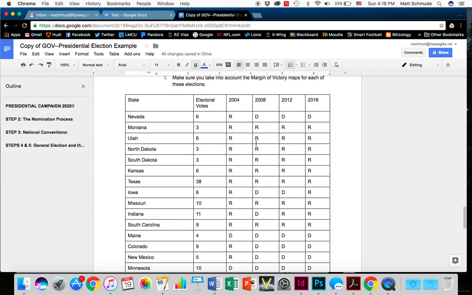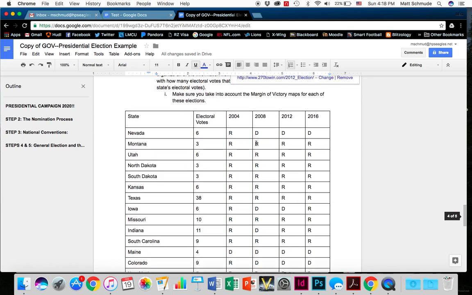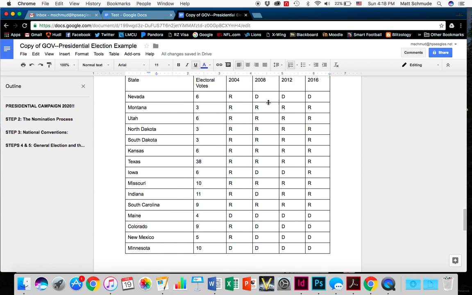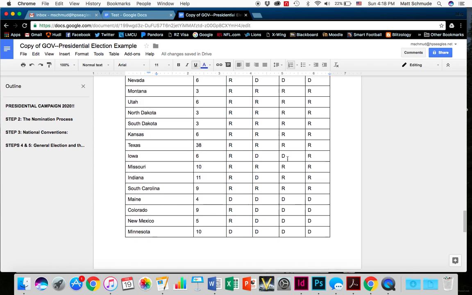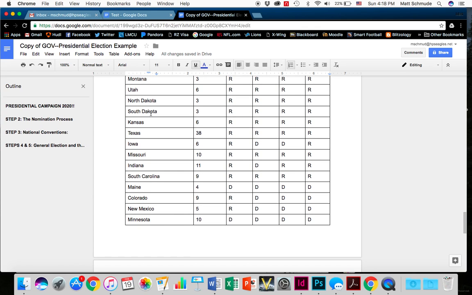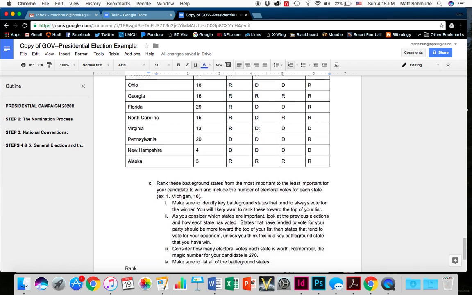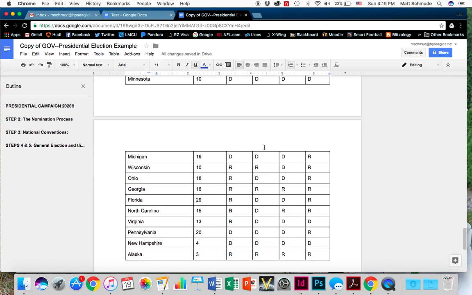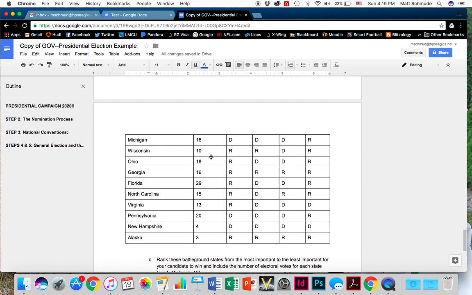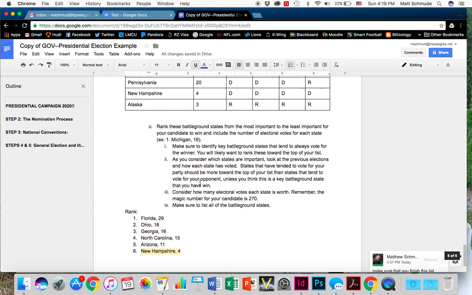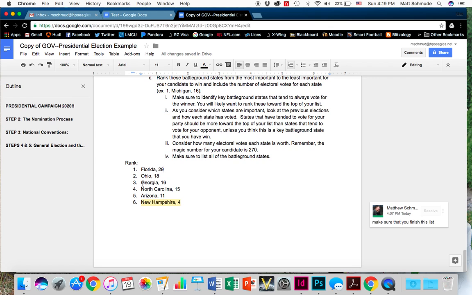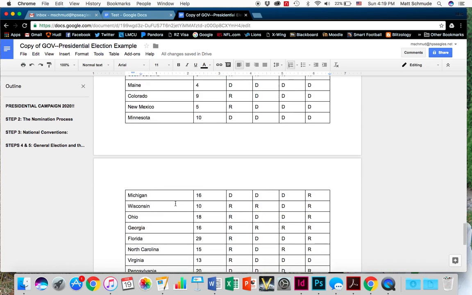So they did that, and they were supposed to fill this out, which this group did very well, showing which way the state went, whether it went for Republican or for Democrat. It allows them to quickly identify some key things here. Like South Dakota, it was close apparently, but it went Republican every time. So if you're a Democrat, you're probably not going to spend as much time there. Then they were supposed to take these close states and list them and what they felt was their importance. Now, I had previously done this where they had not finished. They had only listed the first 6, and they were supposed to list all of these.